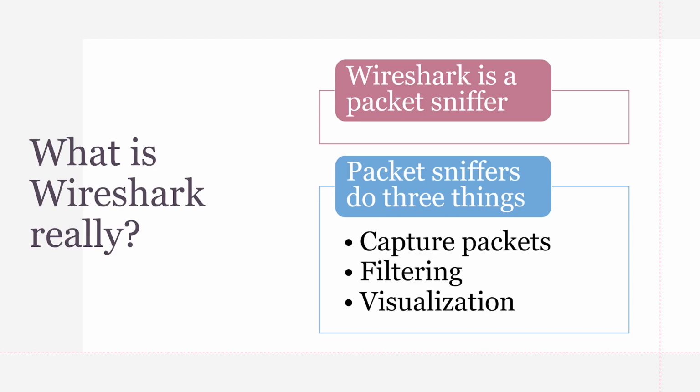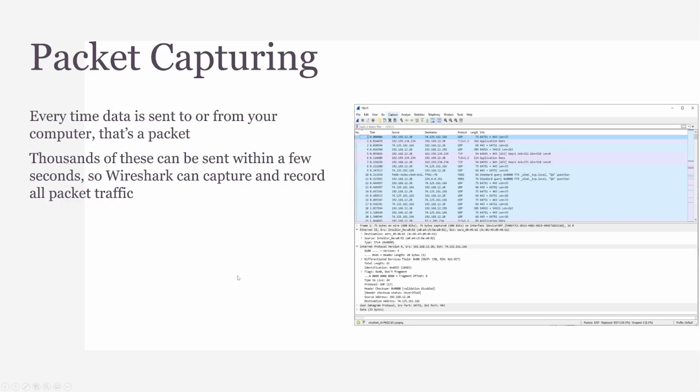Wireshark is best known as a packet sniffer. And just as the name implies, it sniffs packets. But what do they really do? They do these three things: they capture the packets, they filter the packets, and they provide visualization for said packets. So, what do I mean by packet capturing?